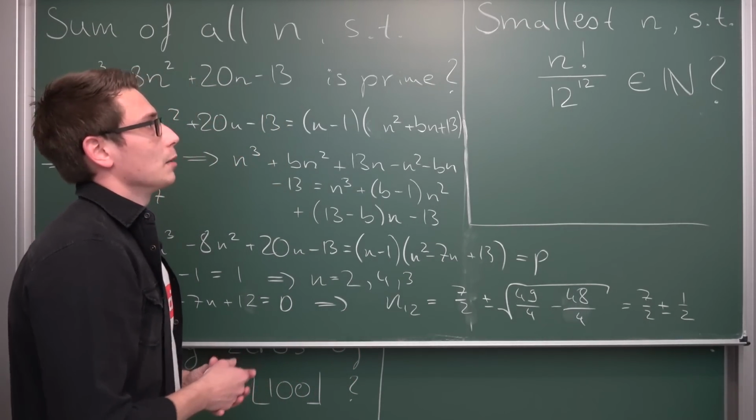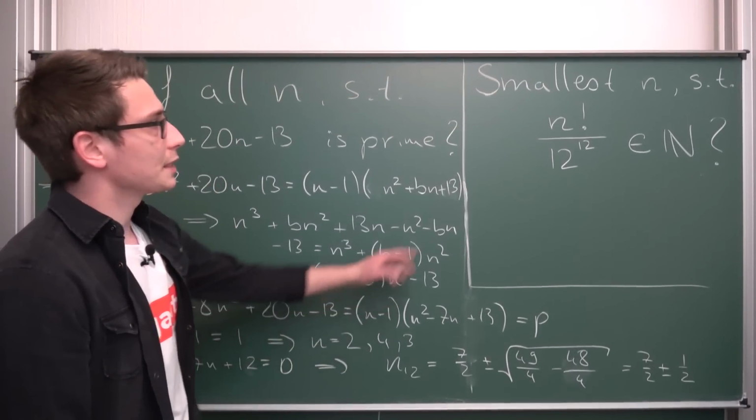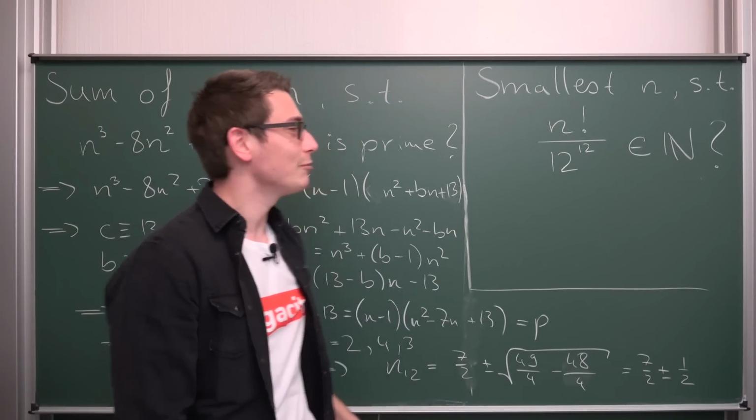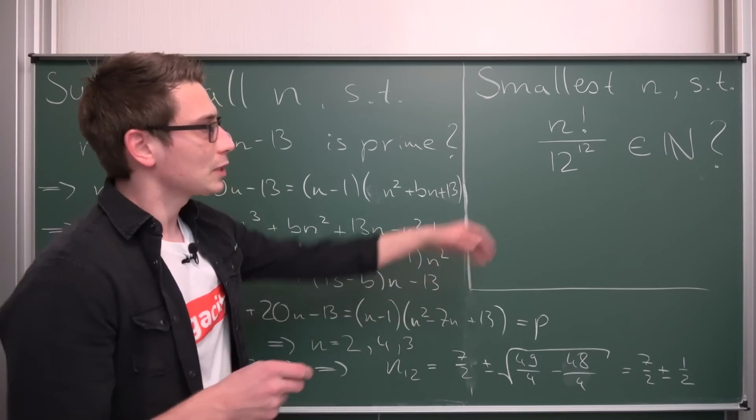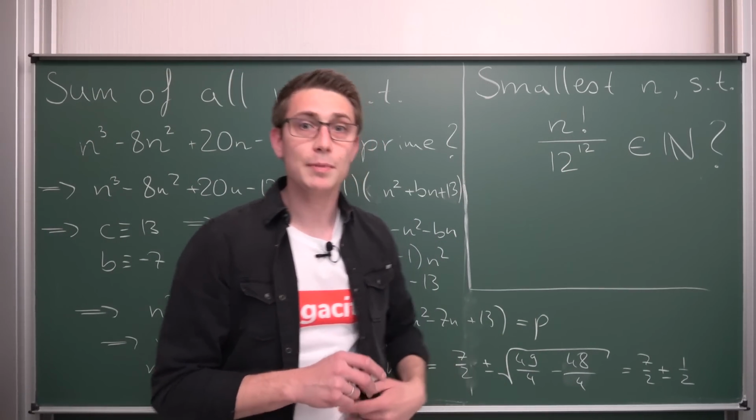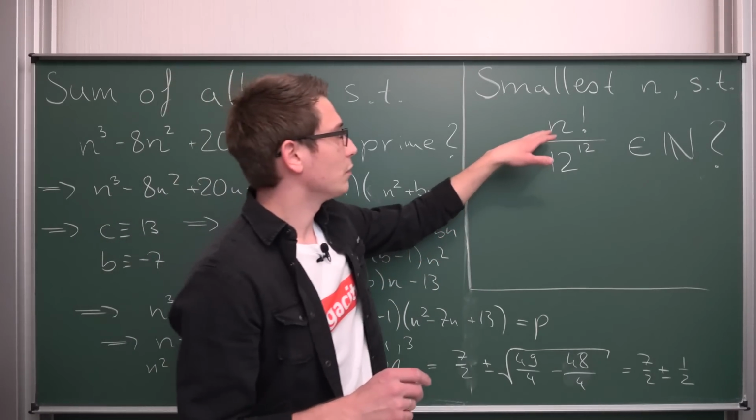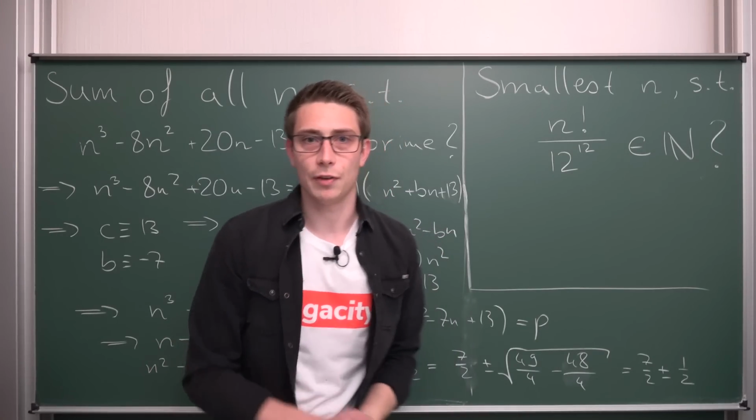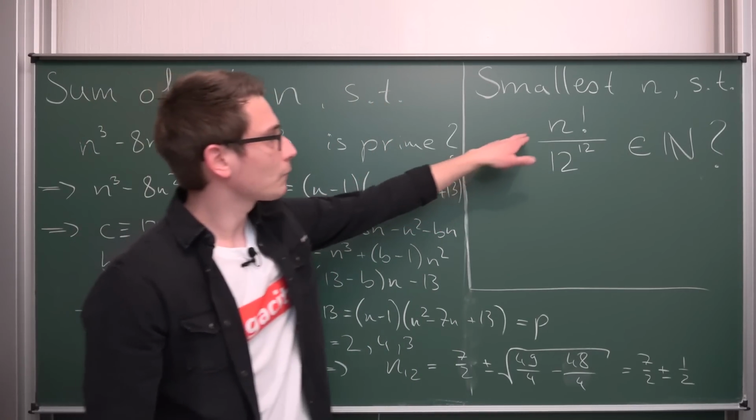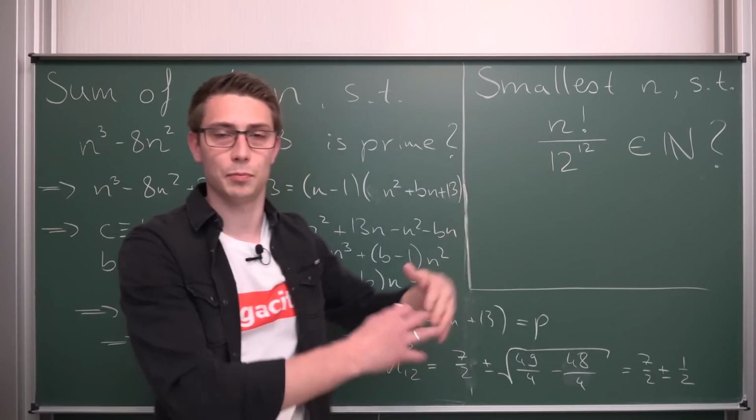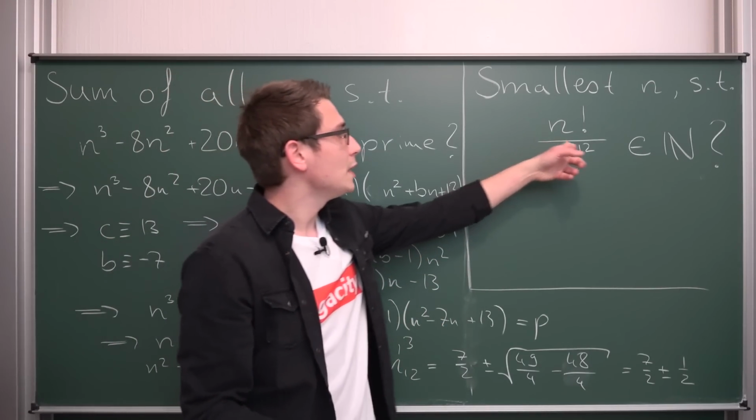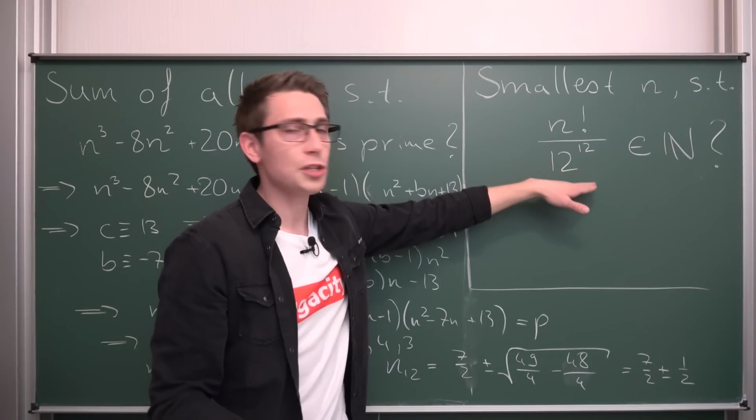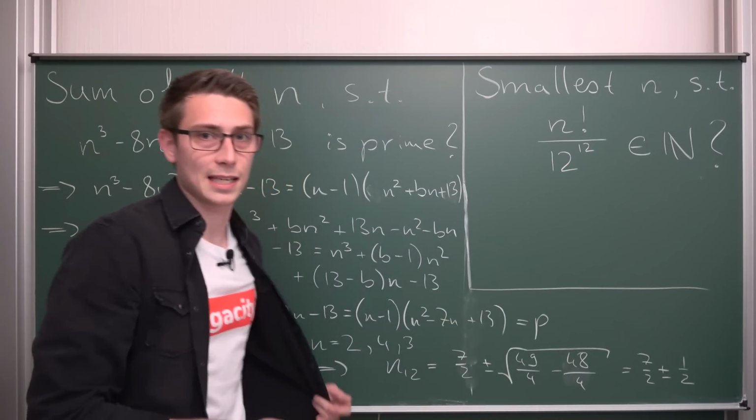a pretty relaxing question. Next up, what is the smallest n such that n factorial divided by 12 to the 12th power is an element of the natural numbers? What does it mean for a fraction to be an element of natural numbers? Well, it just means that if we were to divide n factorial by 12 to the 12th power, we are going to get a number like 3 or 5 out on the other side. Meaning, since n factorial is a product of things, we want to have 12 times 12 up here inside our factorial, such that all the 12s down here are going to cancel out in the process.